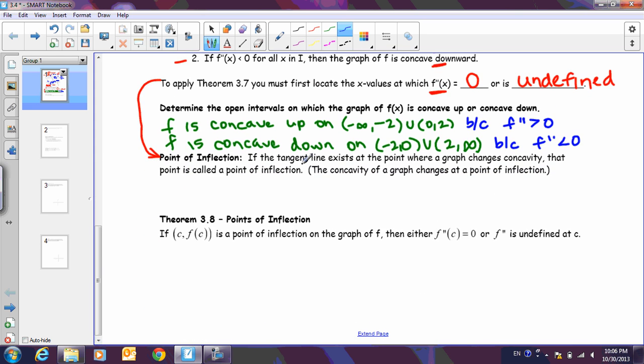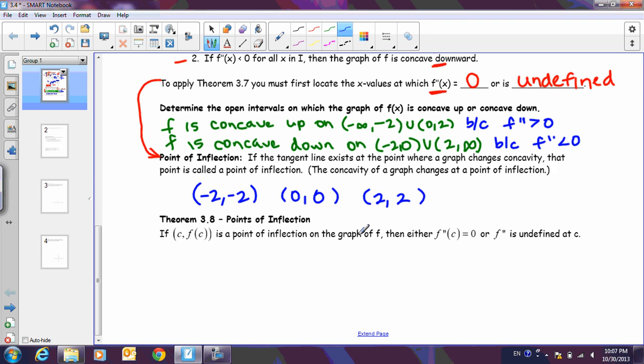Points of inflection. When the tangent line exists at a point where the graph changes concavity, that point is called a point of inflection. The concavity of a graph changes at a point of inflection. All right, so we've seen kind of what this looks like in the graph above. Let's go ahead and write down our points. Now, our points of inflection, we know the x values. We do also know the y values. But when we're generally given an equation, at first, all we're going to know is the x values. Now, in this graph, we can just look up at the top.